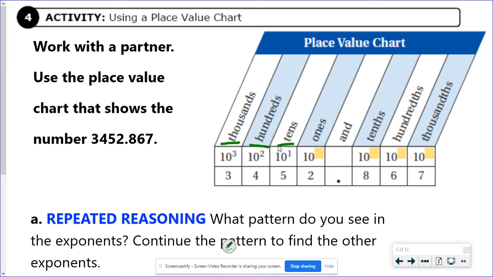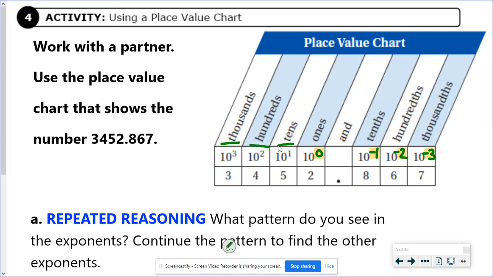So continuing that pattern, this would be to the 0 power, which makes sense because we said anything to the 0 power is equal to 1. So it's the ones place. Now, if we keep going after the decimal, decreasing our exponent by 1 every time, this is now a -1, and a -2, and a -3.